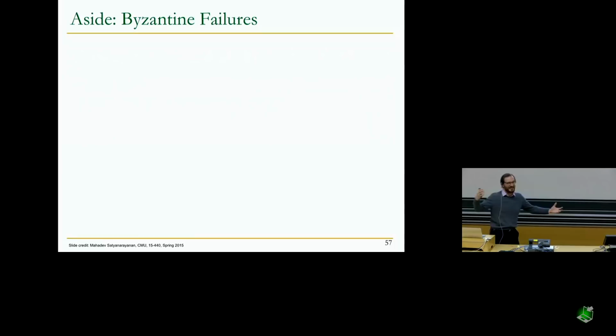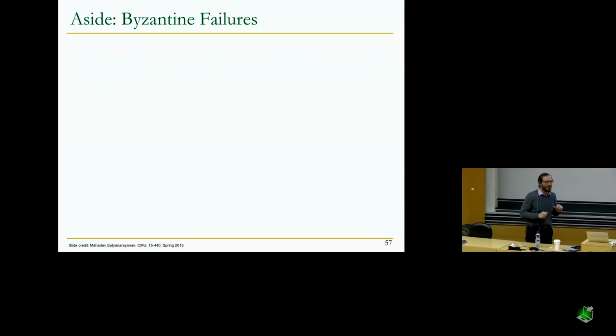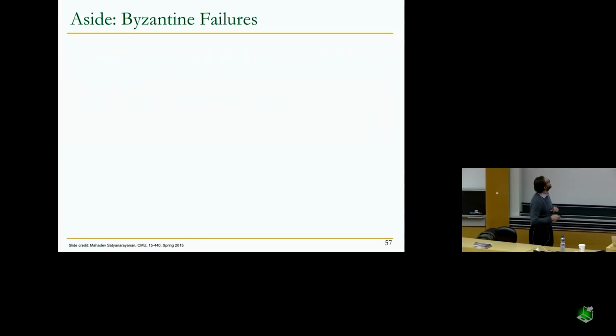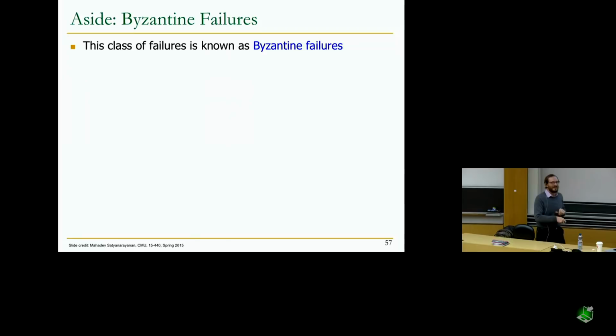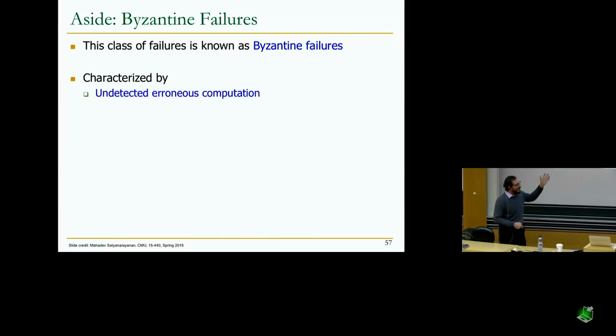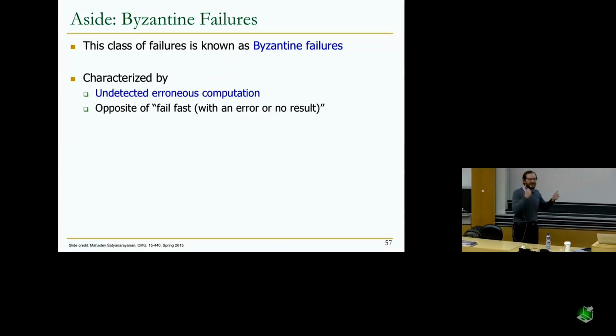And these people had generals that were not reliable, that were always fighting with each other and basically stabbing each other in the back by not telling the right information to each other. I'm kind of making it up, but you can read the paper that I'm going to reference, which is a theoretical paper. But this class of failures is known as Byzantine failures. And Byzantine failures are actually characterized by two things: undetected and erroneous computation. You have an error, but you cannot detect it.